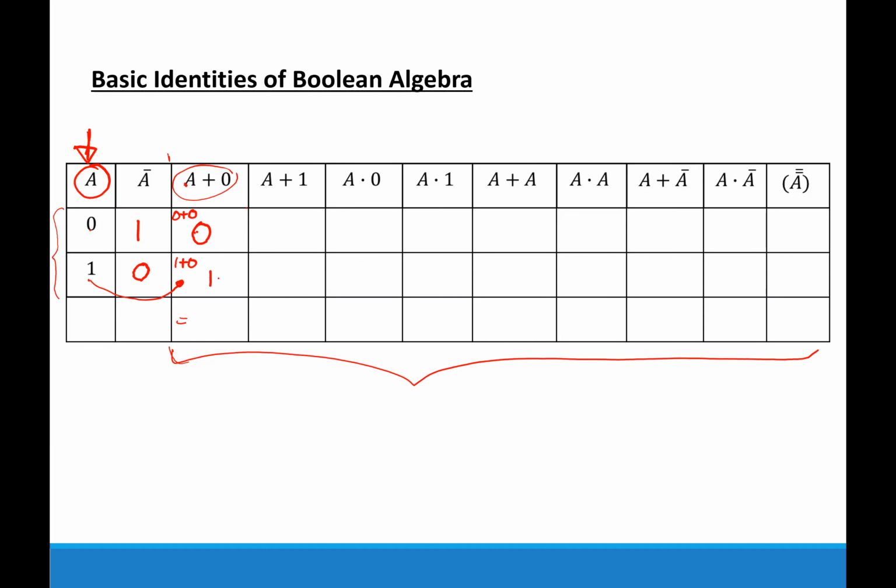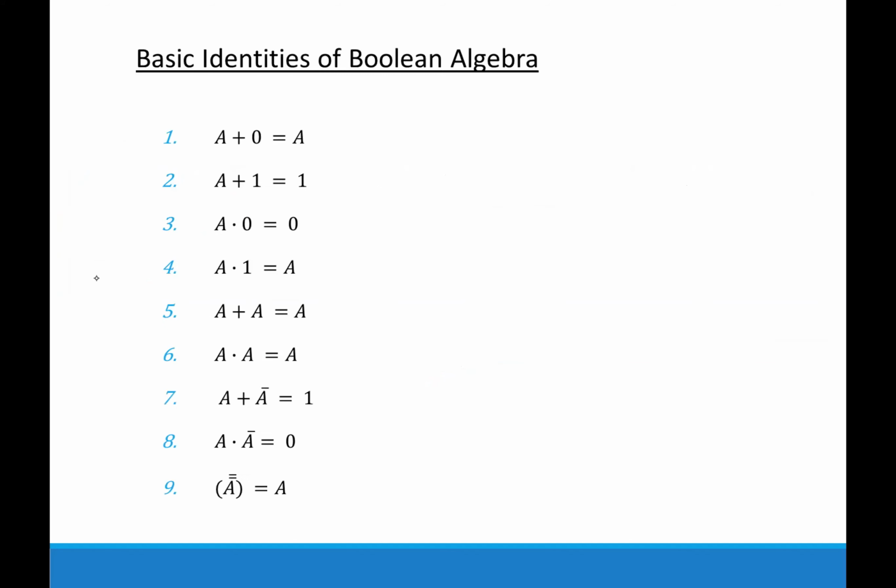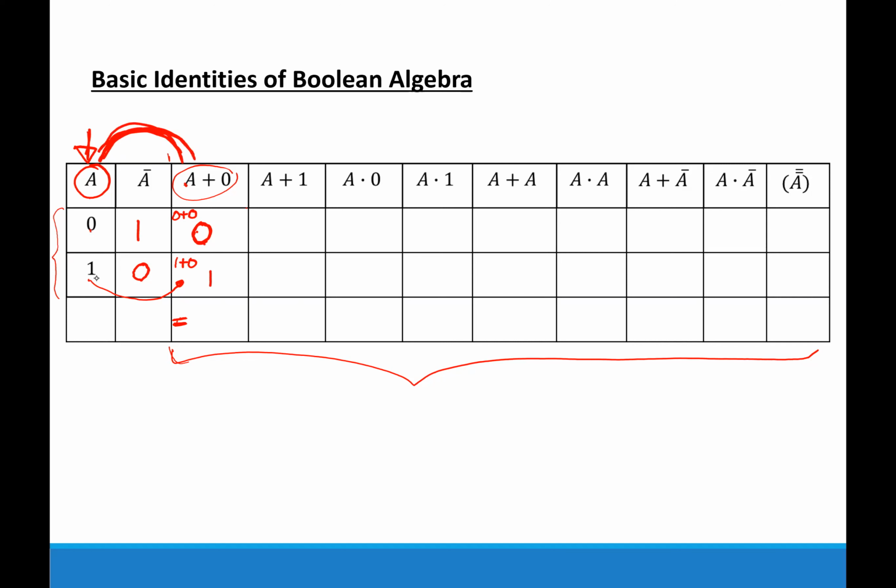Now, in the last row, we need to rewrite this operation by using a unique value. Here you can see we got the same answer as A. After adding 0 to A, we got the same answer as A. If we compare these two columns, you can see they are equal. Here we have 0, here we have 0, here we have 1, here we have 1.